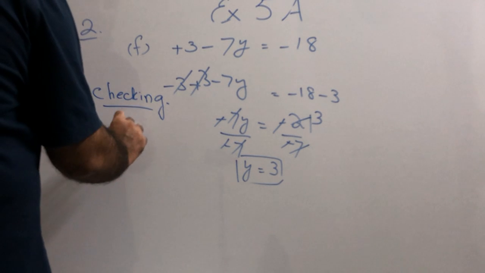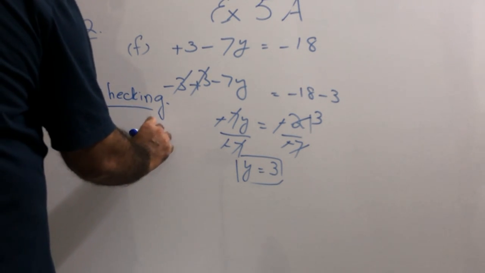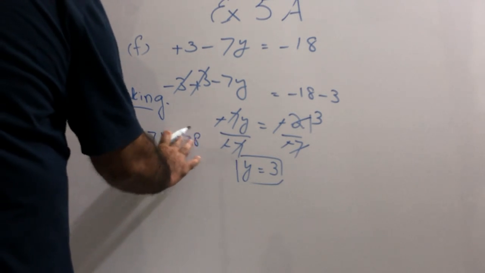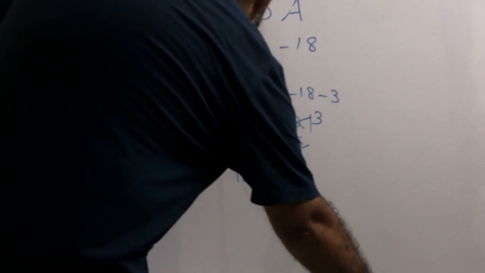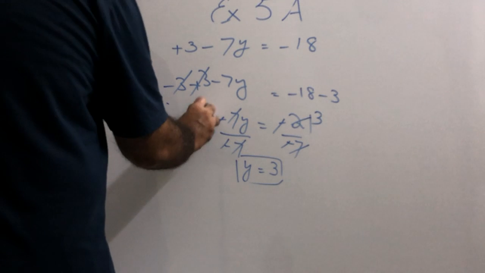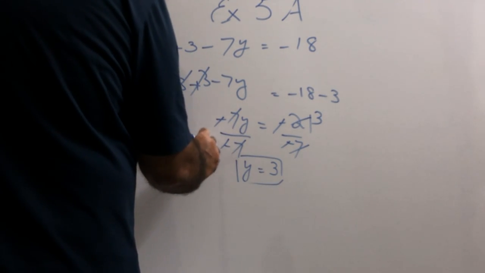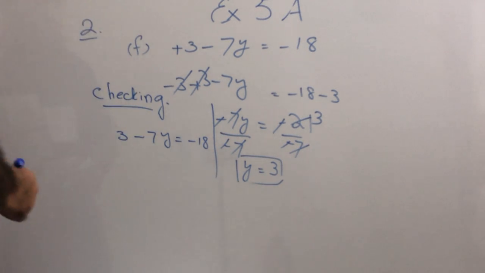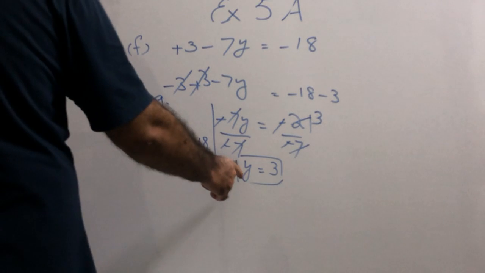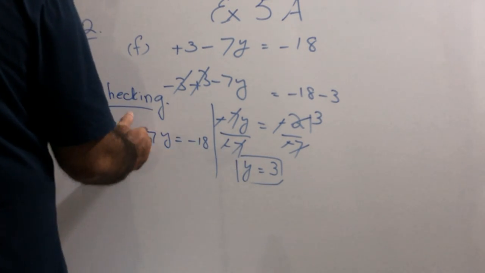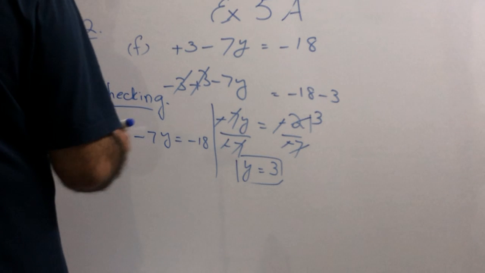So for that, our equation was 3 minus 7y is equal to minus 18. It was our equation. Now we will be putting y is equal to 3 in this equation. So we will see whether both sides are equal or not.